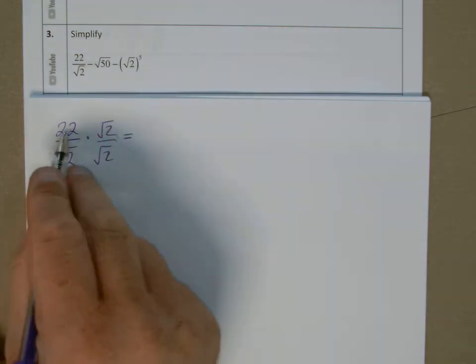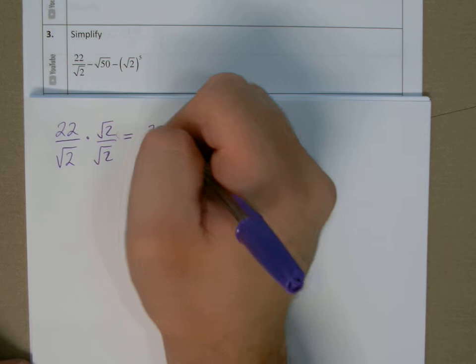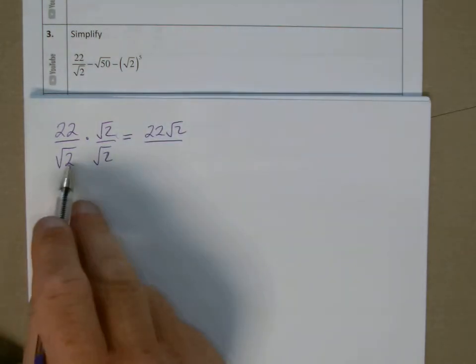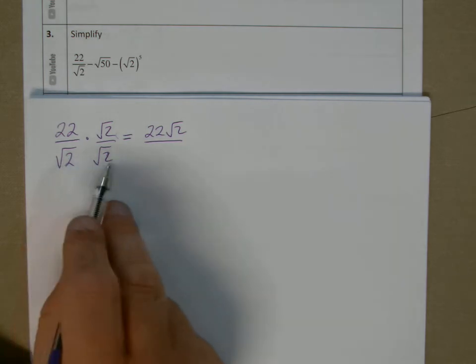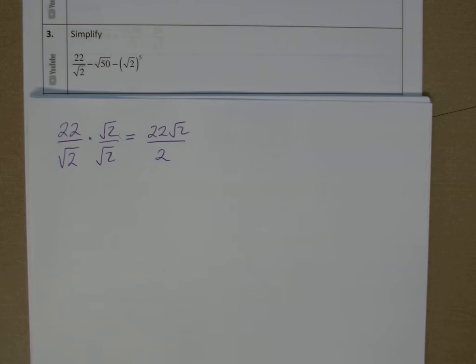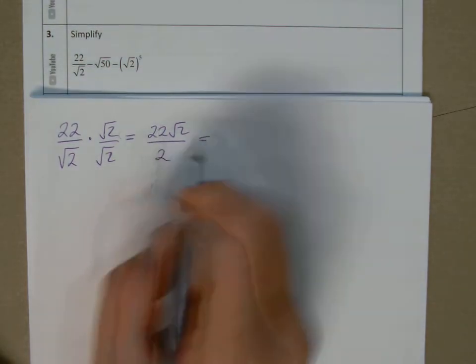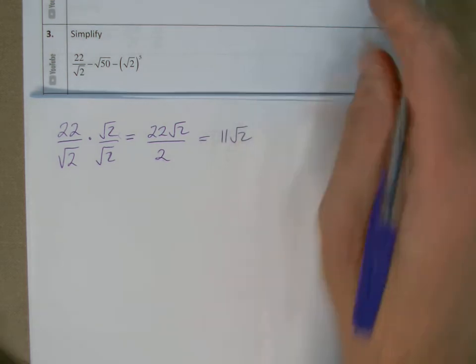But what you'll get then is, if you times the top together, 22 times root 2, which is 22 root 2. If you times the bottoms together, notice what you get. You get root 2 times root 2. Of course, the root times itself is that number in there. So it just becomes 2. And then this can simplify to become, well, 22 divided by 2 is 11. So it'll be 11 root 2.